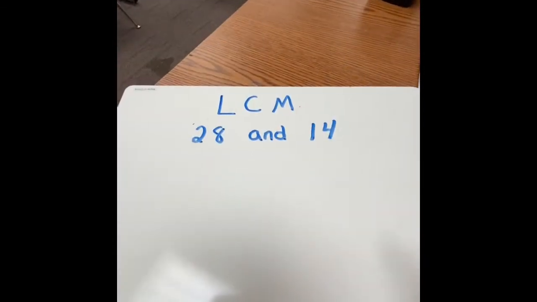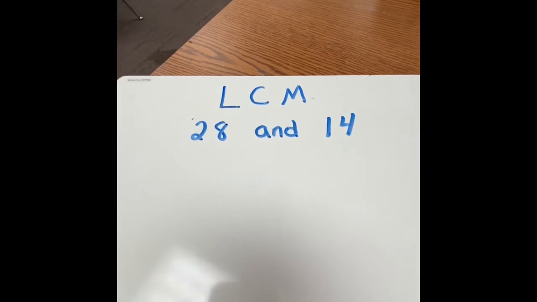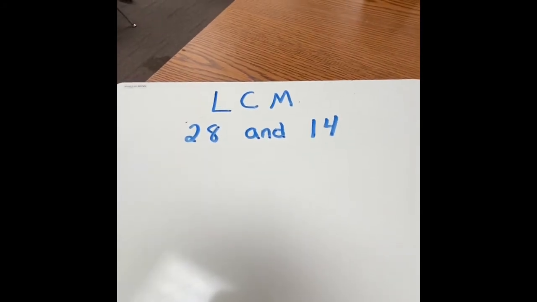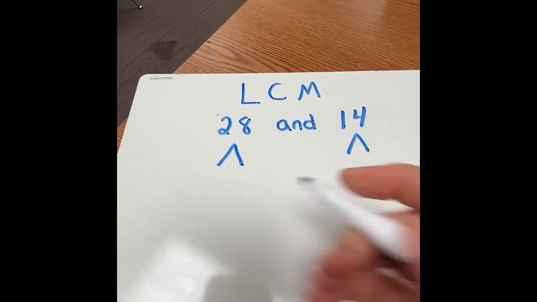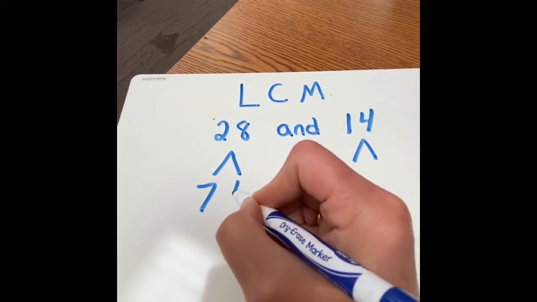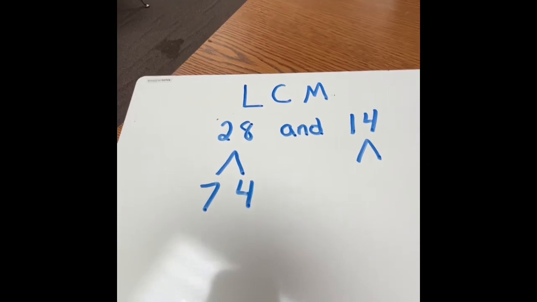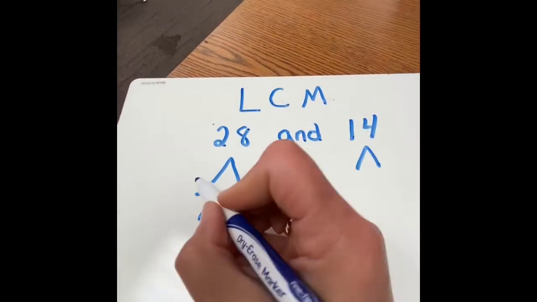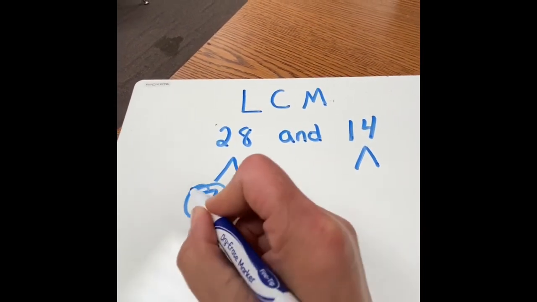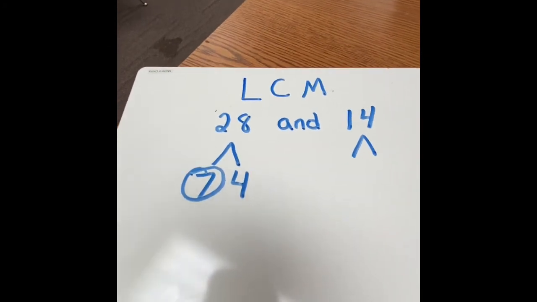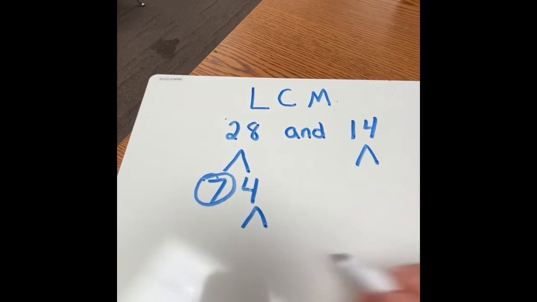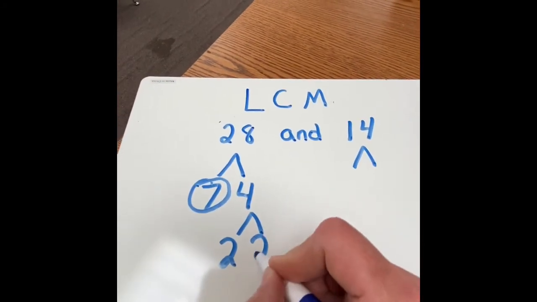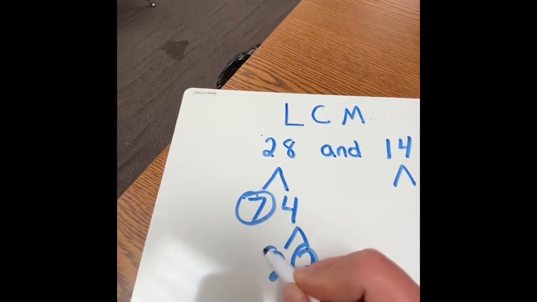Now, I'm going to do another one. Now let's use prime factorization again. What multiplies to give us 28? 7 and 4. Well, do we have a prime number? 7 is prime, right? Because only 1 and 7 can go into it. 4 factors on down to 2 times 2, which 2's are prime.